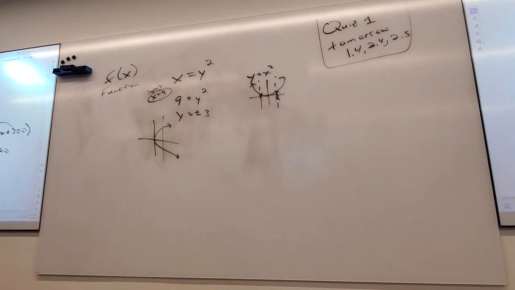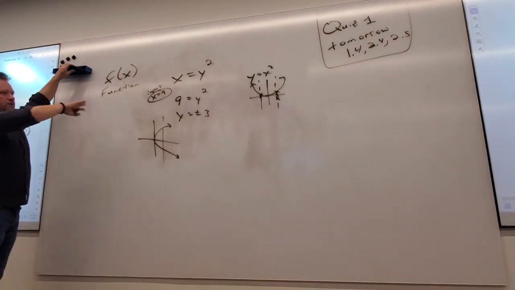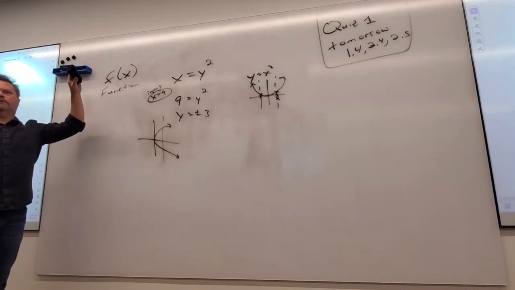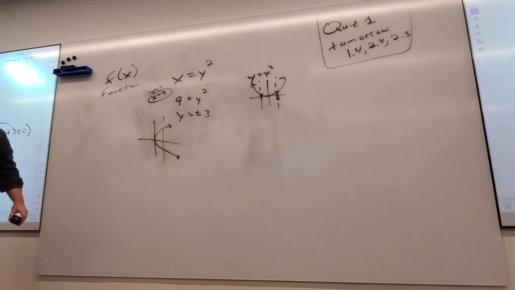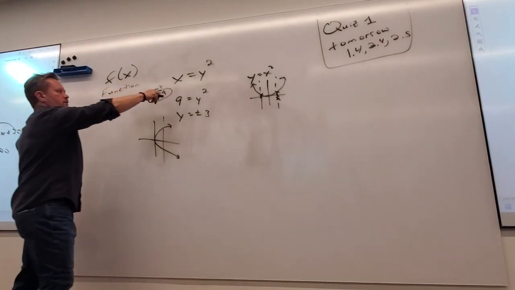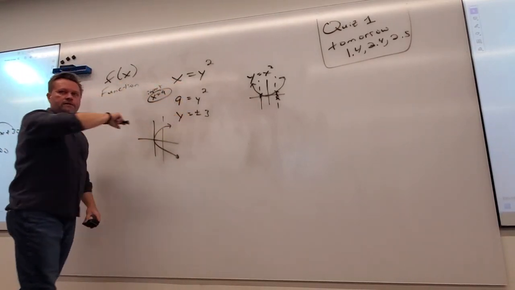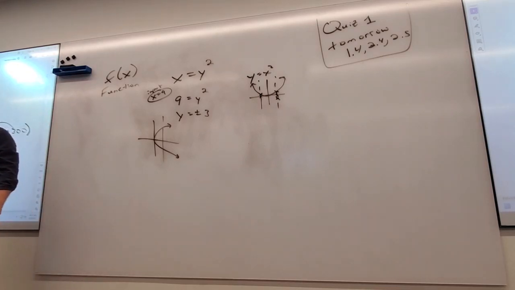All right, so a function is defined to be, for every input, there can be only one output. That's a function. So I can do it visually, I can do it computationally. You're going to see both in the homework. Okay, I like it. Yes?